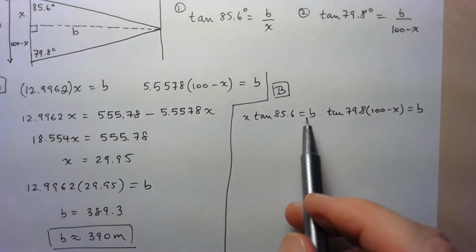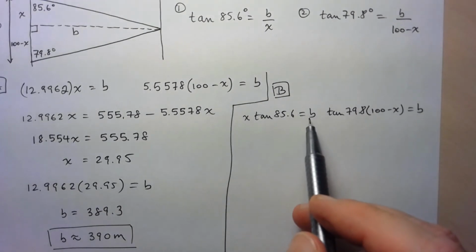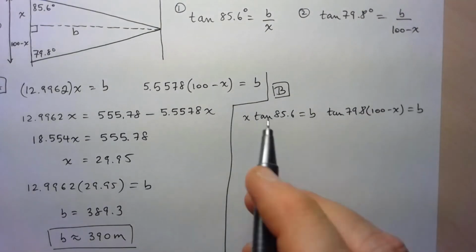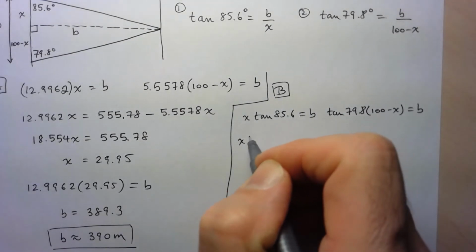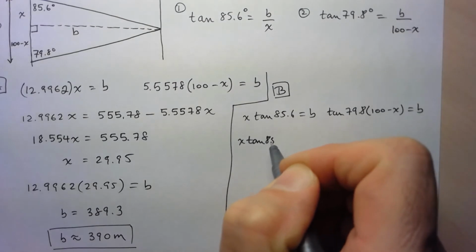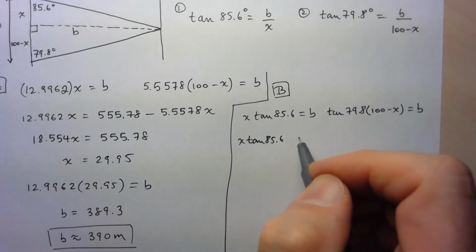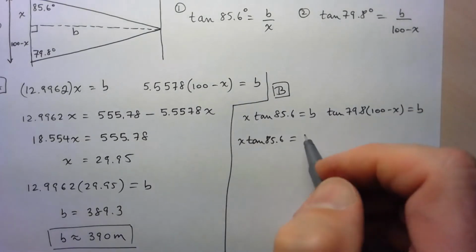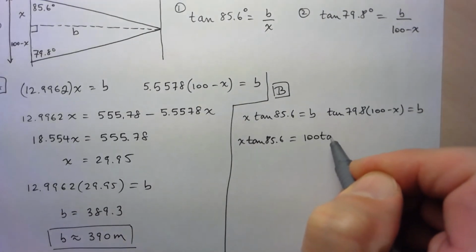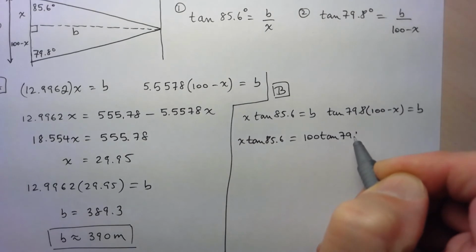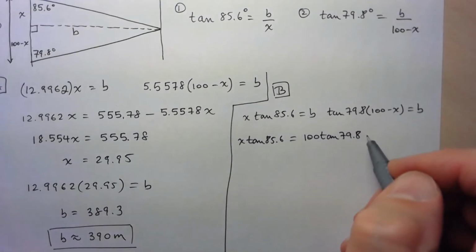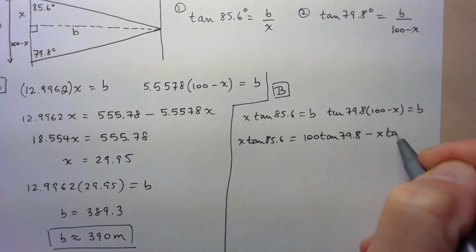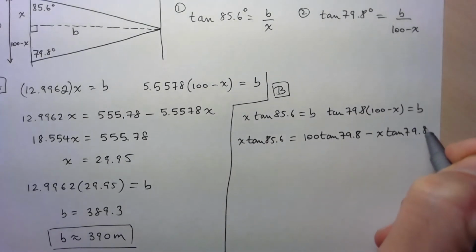And like before, since the b's are already isolated, I'll just do my substitution here. I'll substitute this b with that expression. So we have x times tan of 85.6 equals, and I'll do the distribution here. So it'll be 100 times tan of 79.8, and then multiply to the x minus x times tan of 79.8.